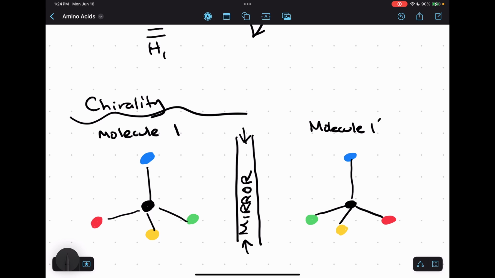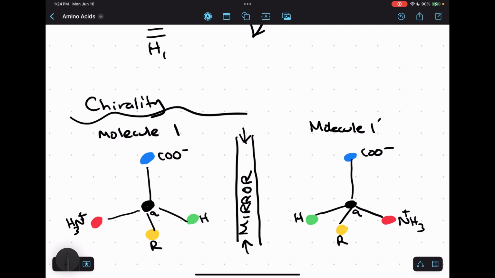And in this image, I want to show the alpha carbon right here, and then we'll say that this is the R group, the hydrogen, and then we have the carboxylic acid, and then we have the H3N plus. So this is an amino acid general structure for the chiral amino acids, so everything besides glycine.